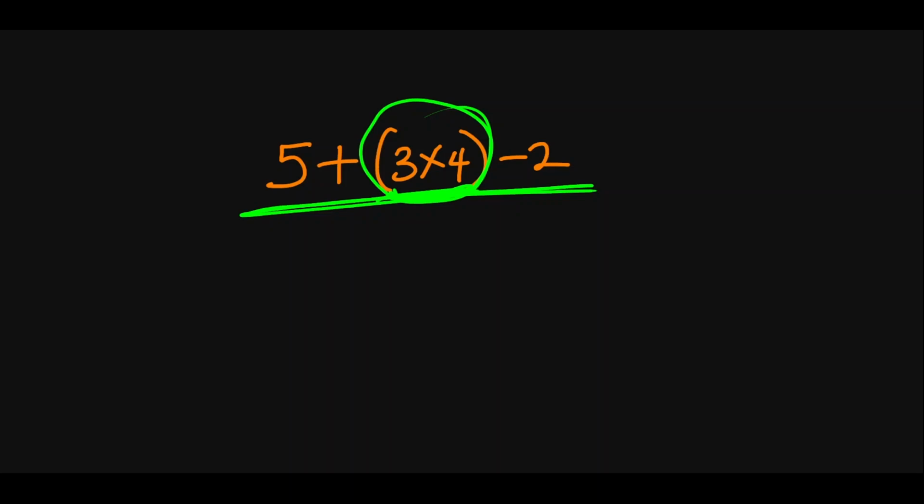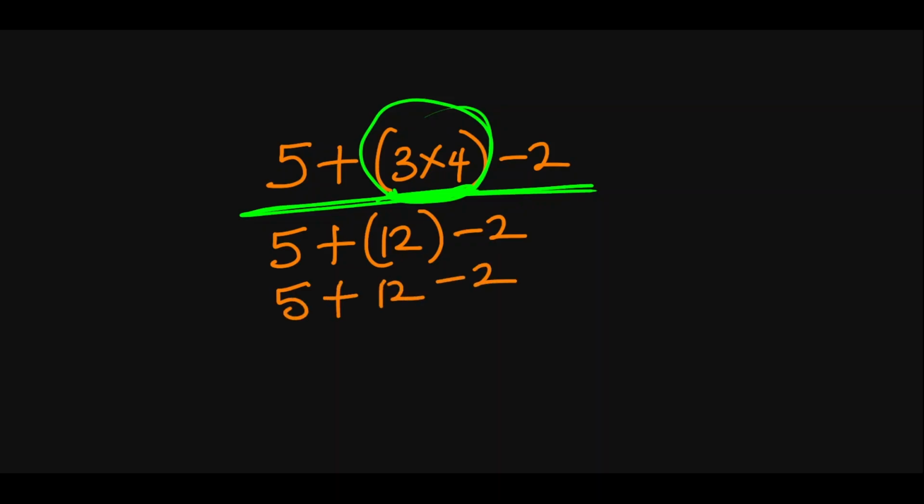So if you wanted to simplify this further, we will say 5 plus 3 times 4, 12, then minus 2. Once we've done that, we can now remove the brackets and say 5 plus 12 minus 2, which gives us 5 plus 12, 17. 17 minus 2 is 15.